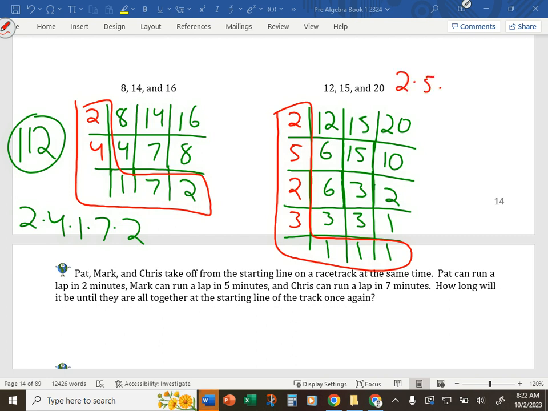2 times 5 times 2 times 3. We get 60 as an answer. And that is the least common multiple. Okay? That is the least common multiple.